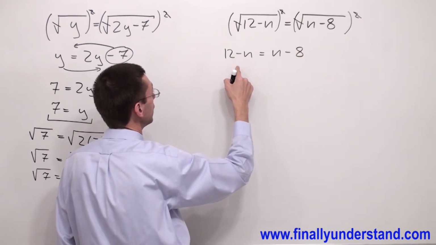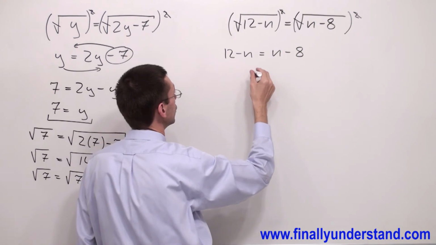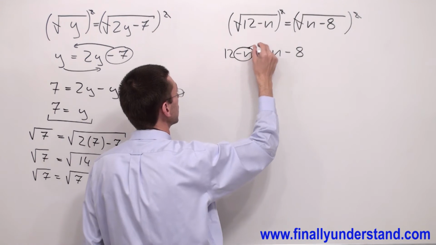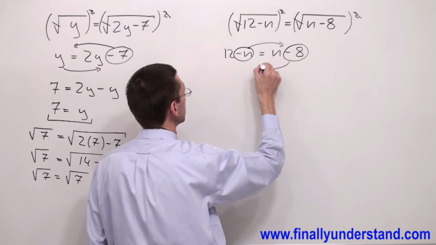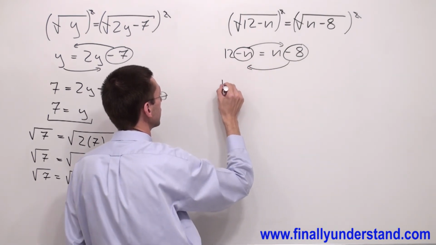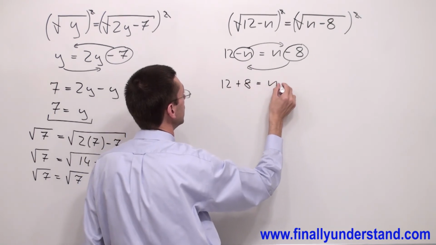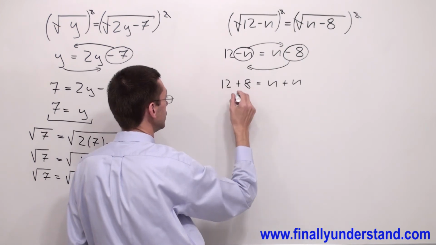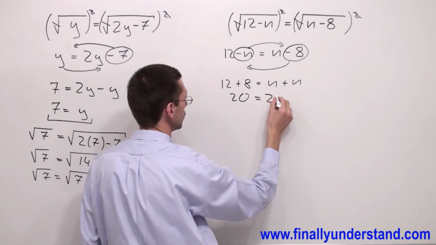Next, we have to collect all n's on one side and numbers on the other side. Because I have negative n, I'm going to take this negative n and move it to the right side. And I'm going to take this negative 8 and move it to the left side. So I have 12 plus 8 is equal to n plus n. 12 plus 8 is equal to 20. N plus n is 2n.